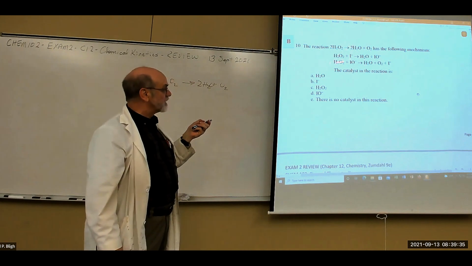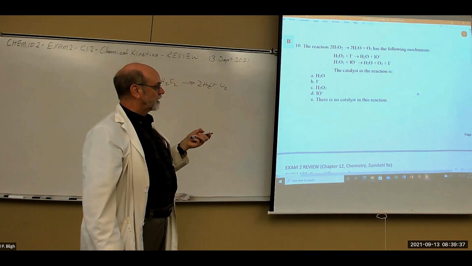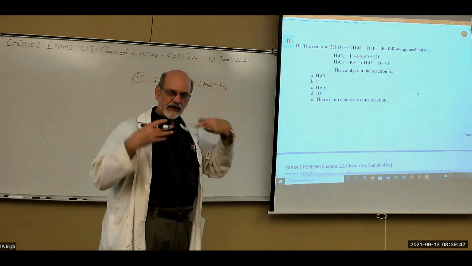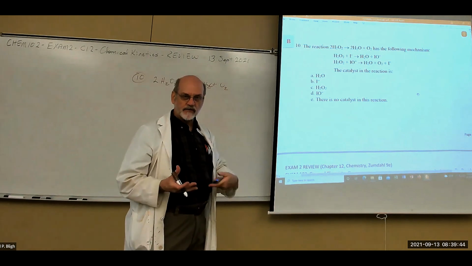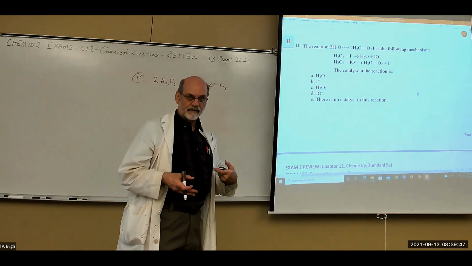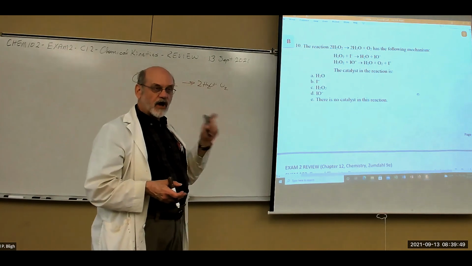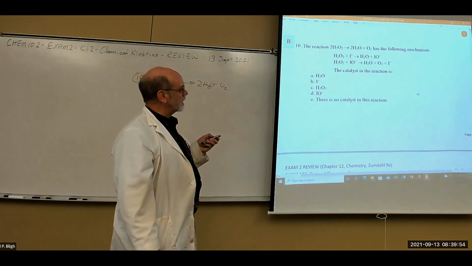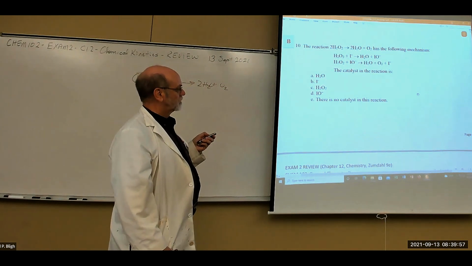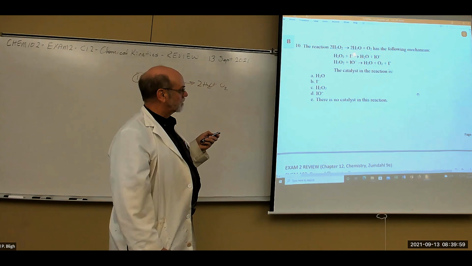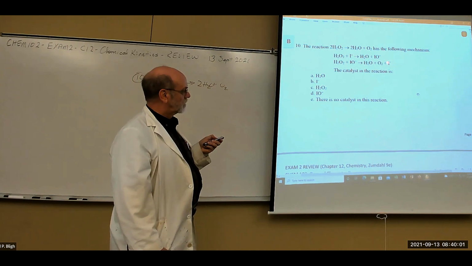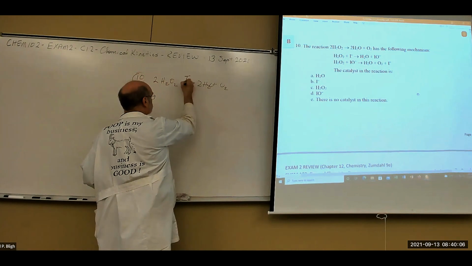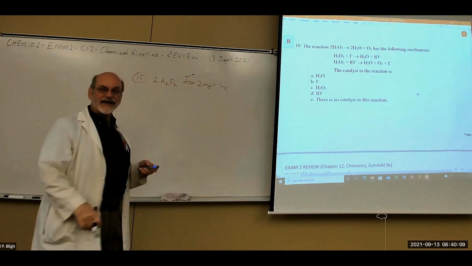Based upon this mechanism, where's the catalyst? What's the definition of a catalyst besides a substance added to the reaction that increases the rate of reaction? Okay. It has to go in and come out seemingly unchanged. So which one goes in on one side and comes out the other? That one right there. Iodide ion. So you would write it here as a catalyst.